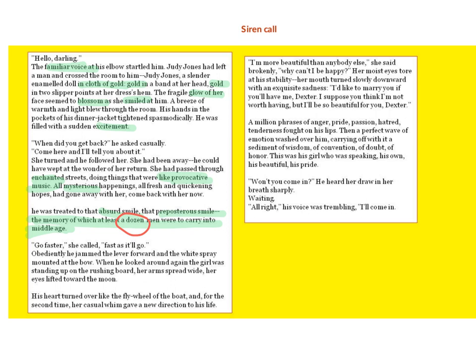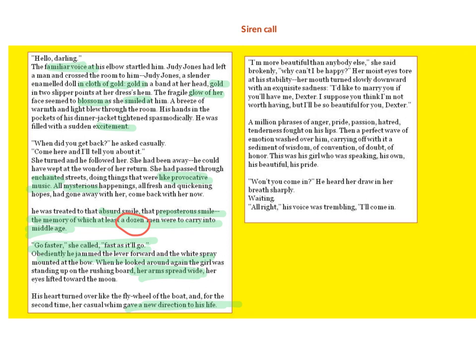And then you see the instruction from Judy here. "Go faster," she called. "Fast as it'll go." There's that idea of that jazz age excess and hedonism that we saw at the motor car earlier. Moving at great speed, exhilarating pleasure. And then we see obediently he, Dexter, "jammed the lever forward and the white spray mounted at the bow. When he looked around again, the girl was standing up on the rushing board, her arms spread wide."